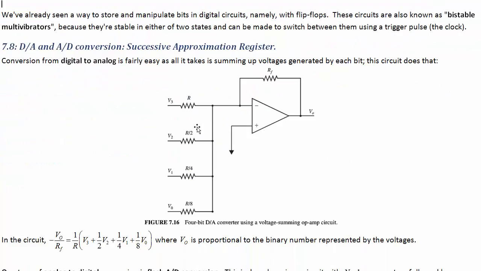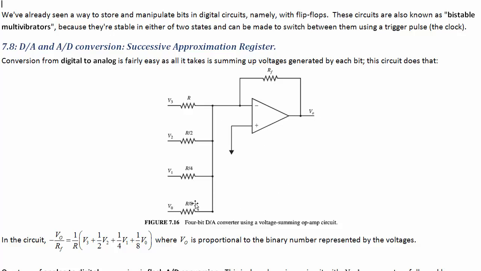Okay, now D to A and A to D conversion. First, let's talk about D to A conversion. How do you convert a digital signal to analog? The easiest way is just to add up the voltages and output them using an op-amp. This is a summing amplifier.